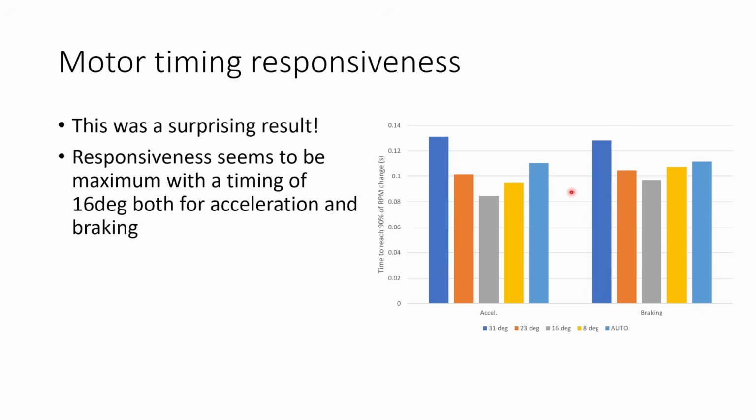Responsiveness seems to be maximum with a timing of 16 degrees, both for acceleration and for braking. And increasing the timing actually hurts responsiveness. It slows down the speed at which the motor can change RPMs. This is not what I was expecting. I was expecting that higher timing would give better responsiveness, but it's simply not the case.